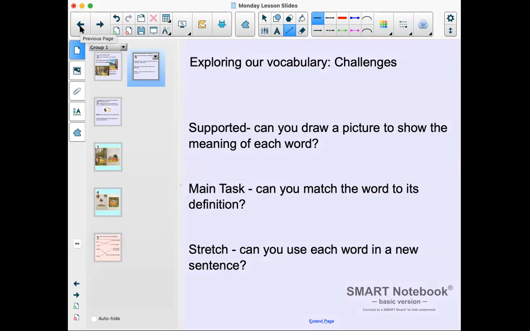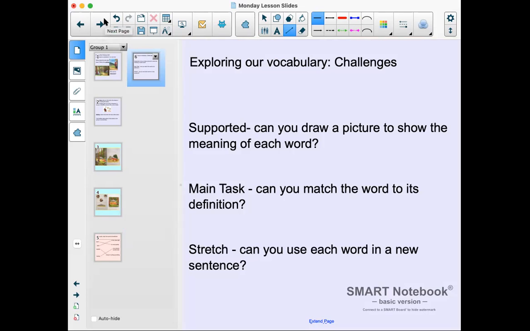So when you go into Teams, you can take the reading quiz and you can match the word to its definition. That's our main task today. Our stretch challenge is, can you use each of those words in a new sentence? So not the sentence from the story. Could you use each of those words in a new sentence?